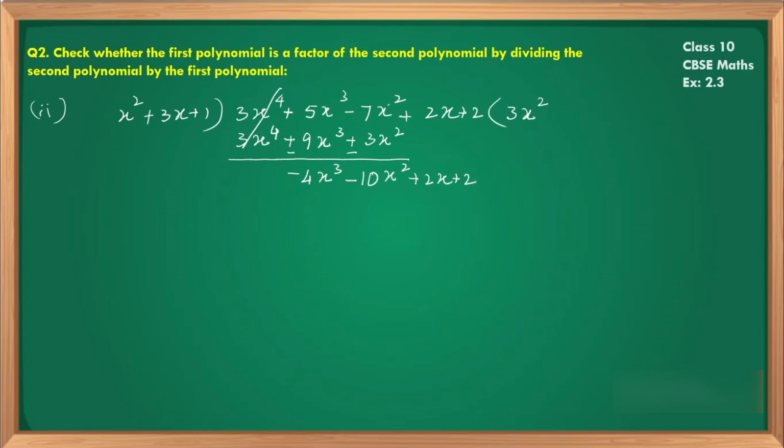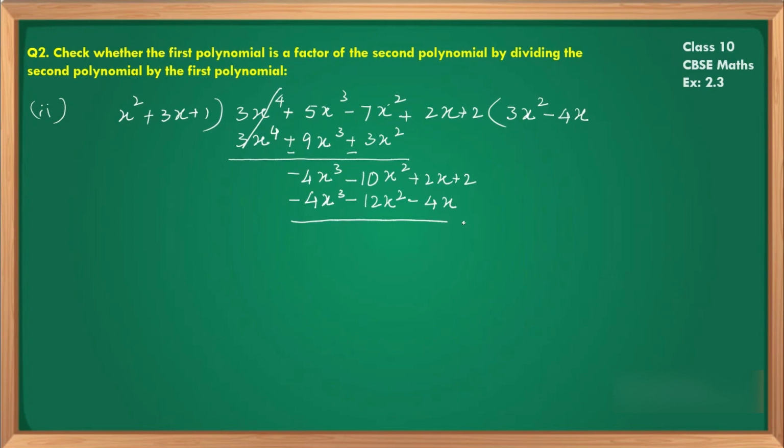The second stage of division is you have to multiply minus 4x so as to get minus 4x cube. Minus 4x into x square gives you minus 4x cube. And same minus 4x when you multiply with 3x gives you minus 12x square. Minus 12x square. And minus 4x into plus 1 gives you minus 4x.